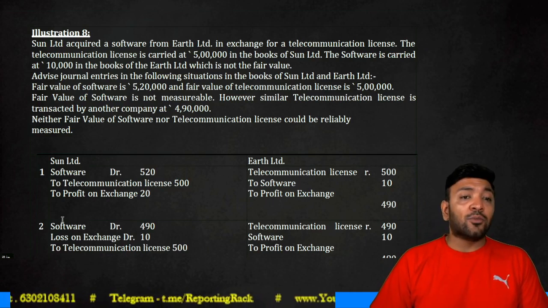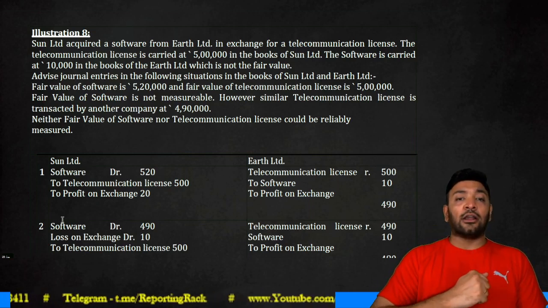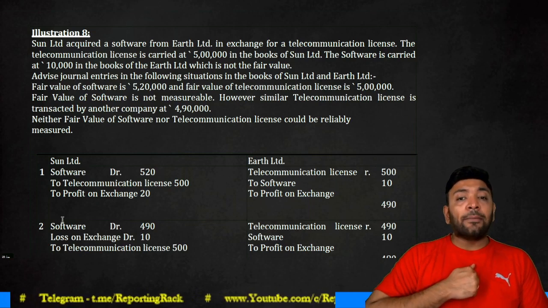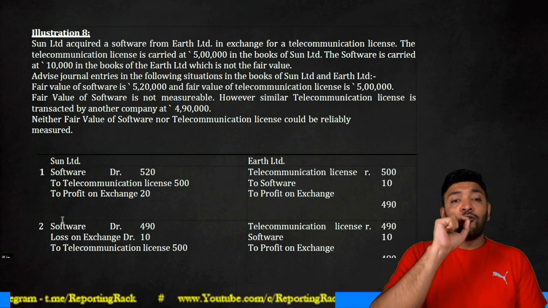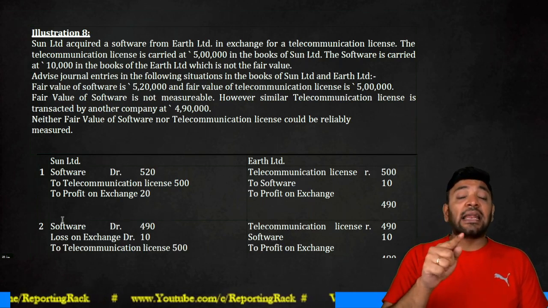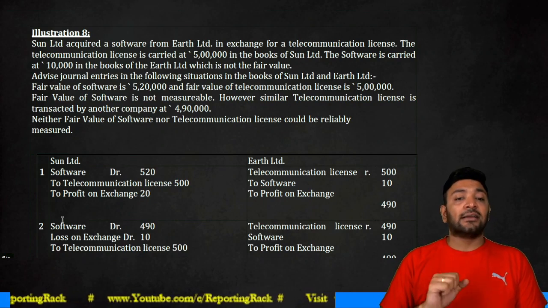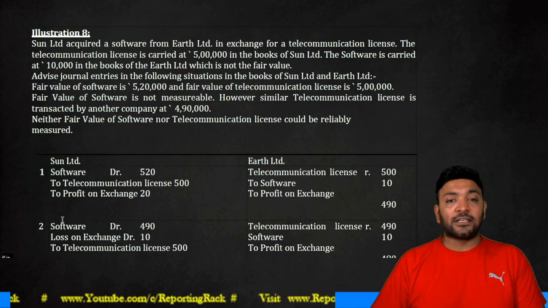Now record the entry in the books of Sun Limited. I acquired software, account debit to telecom license. Software account debit, fair value of telecom license should be considered as the fair value of software, 490 or 4,90,000. To telecom license, carrying value in my books is 5 lakhs. Therefore, I incurred a loss of exchange for 10,000 rupees.